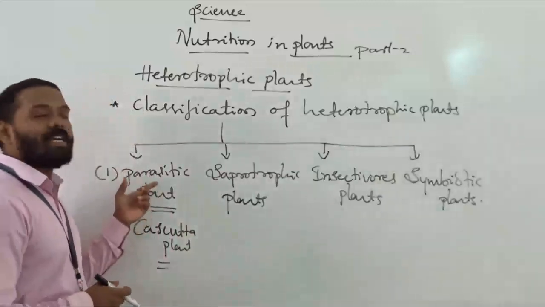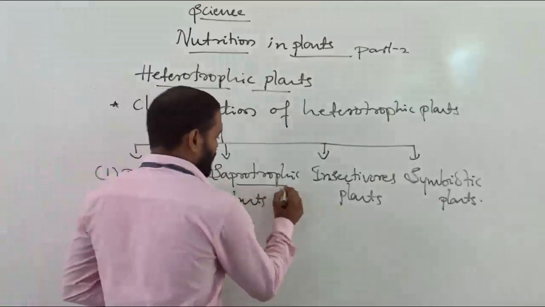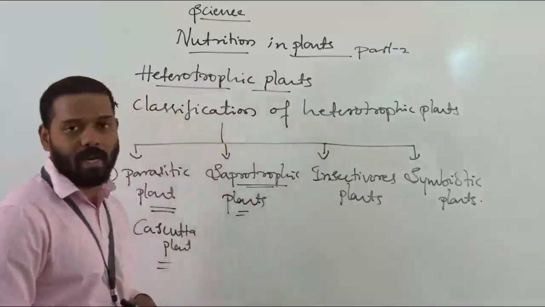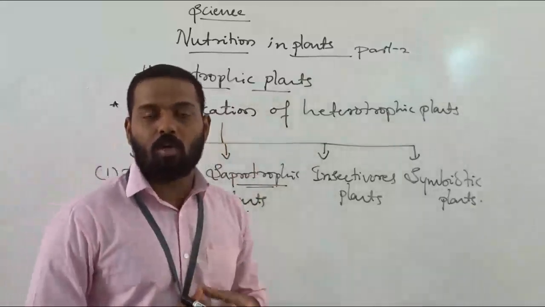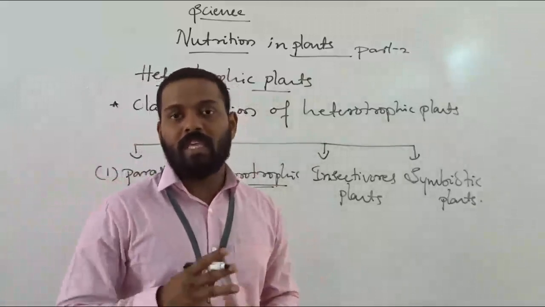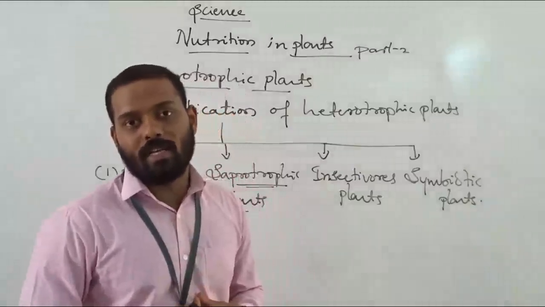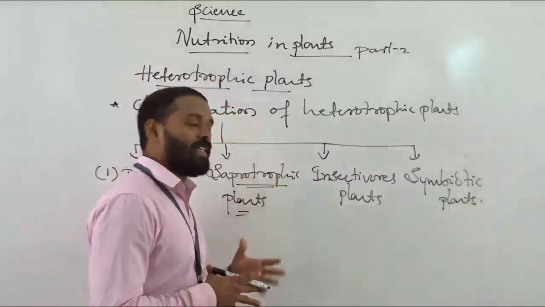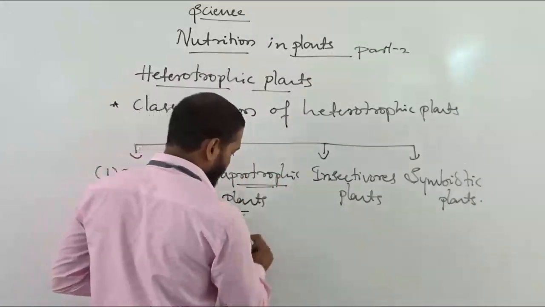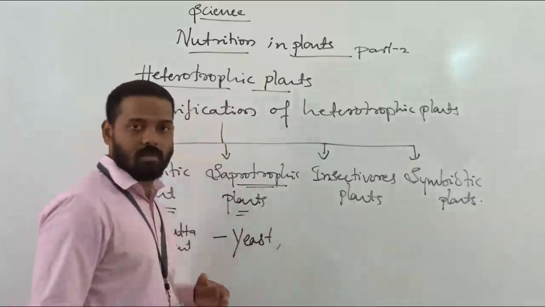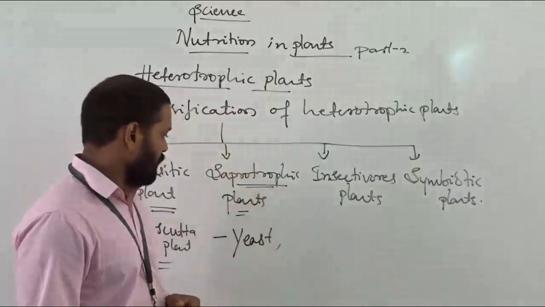Okay, so after understanding parasitic plants, let us move on to saprophytic plants. What do you mean by saprophytic plants? Those plants, or those living organisms, depend for food on dead and decayed matter. Such living organisms we can call saprophytic plants. Example, you can take mushroom, yeast. Yeast is a microorganism which comes under the plant category only.